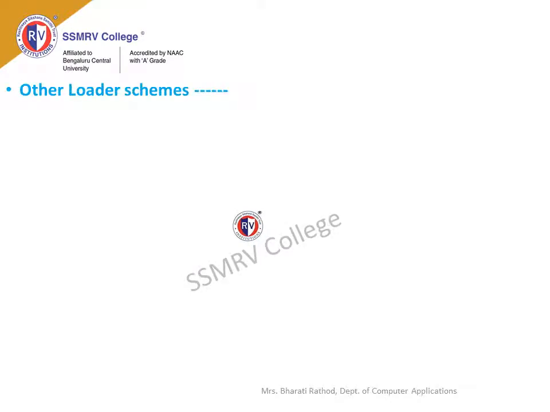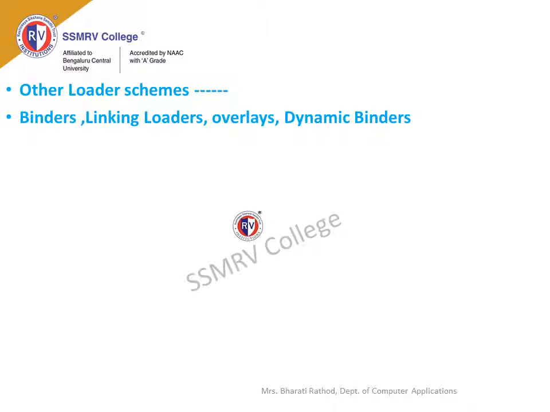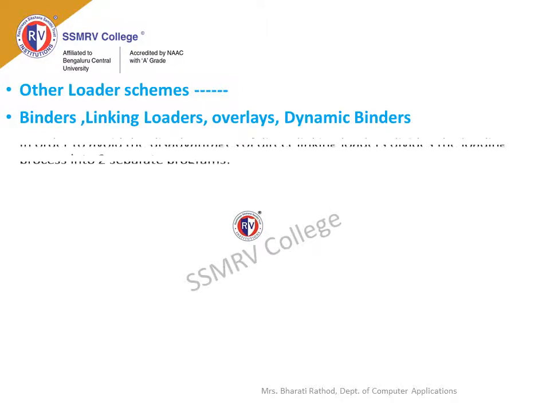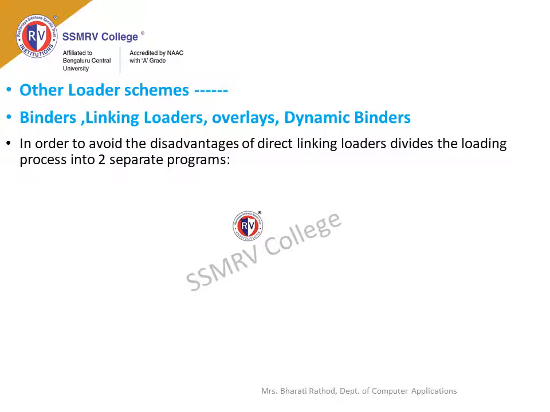Other loader schemes. One of the drawbacks of the direct linking loader is that it is necessary to allocate, relocate, link and load all the subroutines each time. In order to execute a program, suppose there are hundreds or thousands of subroutines involved. The loading process can be extremely time consuming. Also, the loader program may be smaller than the assembler program, which takes a considerable amount of space. This problem can be solved by dividing the loading process into two separate programs, a binder and a module loader.